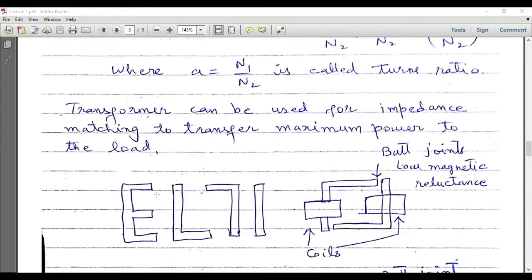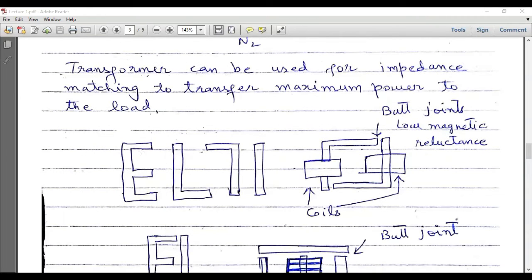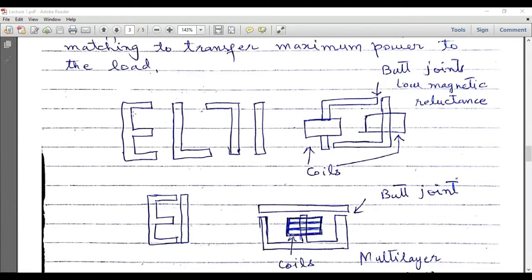So these are different shapes which can be used to design a transformer, either core type or shell type. This is E shape, this is I shape. If we join this E and I together, we get such a shell type design of a transformer. Similarly, this is L shape and this is inverted L shape. If we join these two designs, we will get a core type configuration.